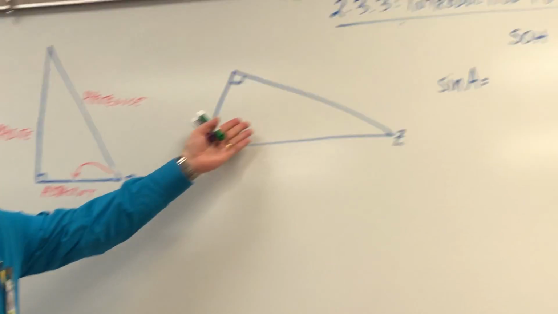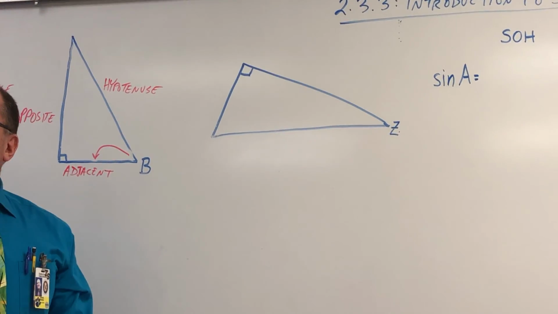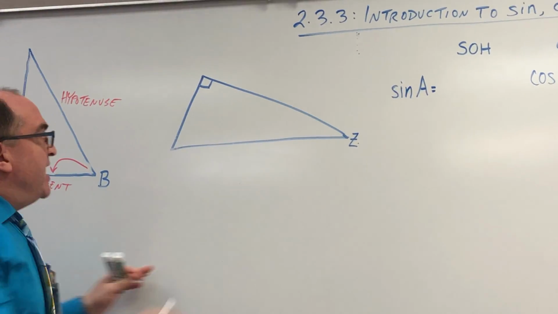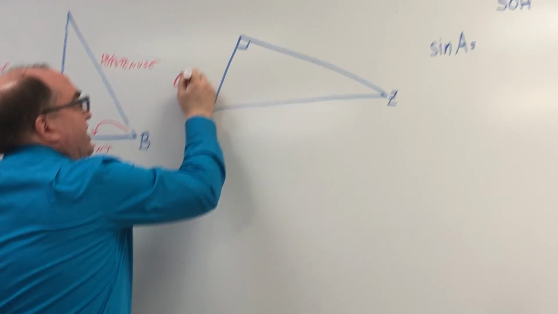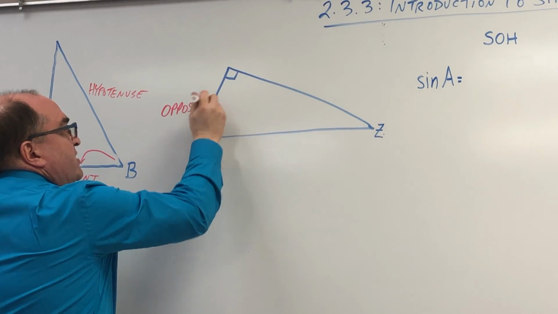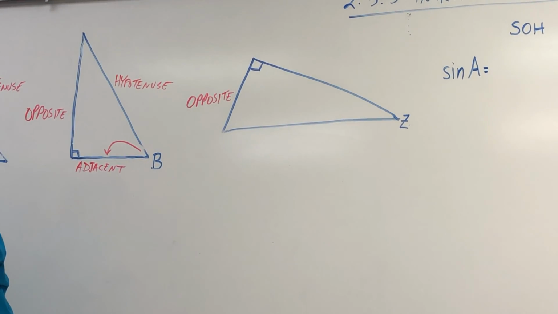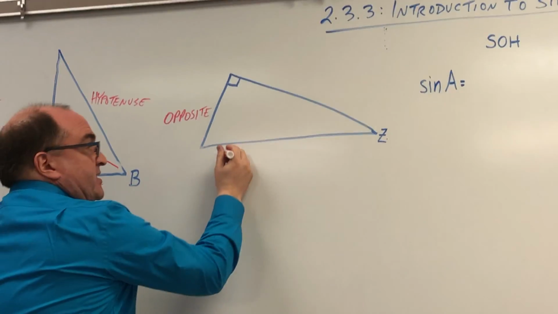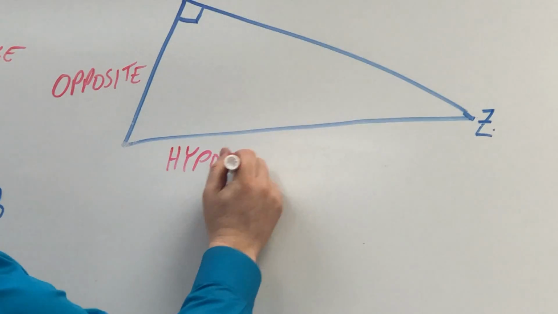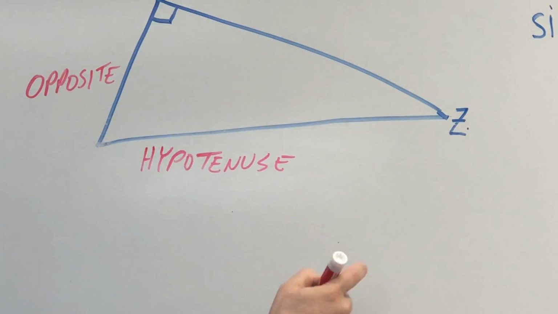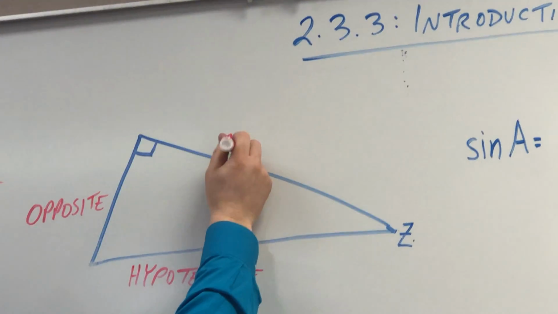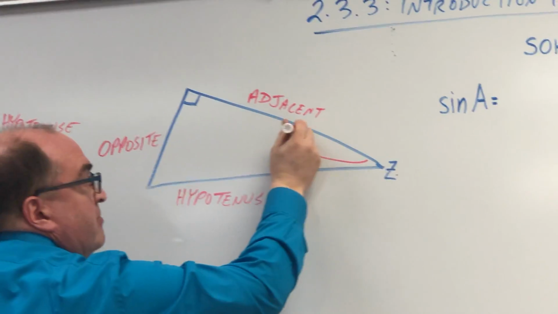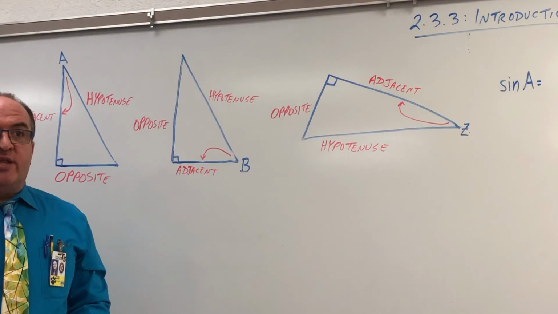What if the triangle is flipped over sideways? Here's angle Z. Does it make sense that this side is now opposite angle Z? This here is the hypotenuse, and this is the adjacent side, next to angle Z. Are we still good there?